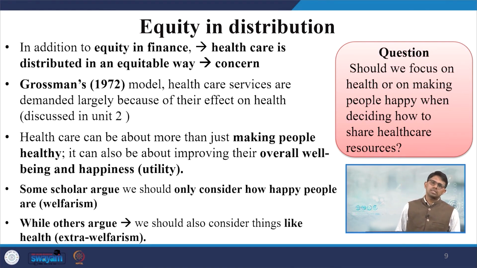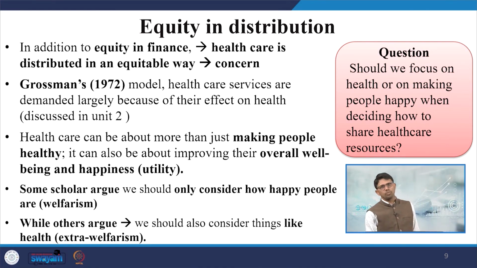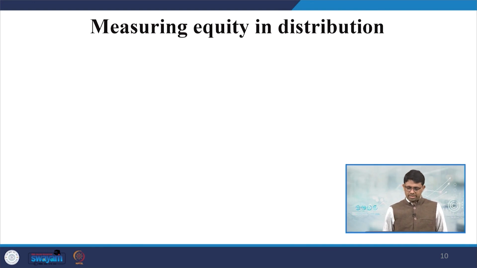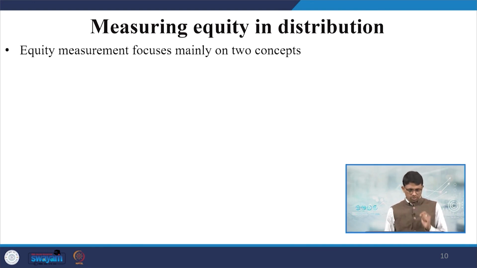Some scholars argue these contexts in terms of welfarism, that is how people find happiness, and extra-welfarism, where it is not just about being happy. Some suggest that you are also supposed to link it with health, so that both are carried together. If you are healthy, then you will be happy. If you are happy, you are also expected to be healthy. So this is how people present the issues of distribution.